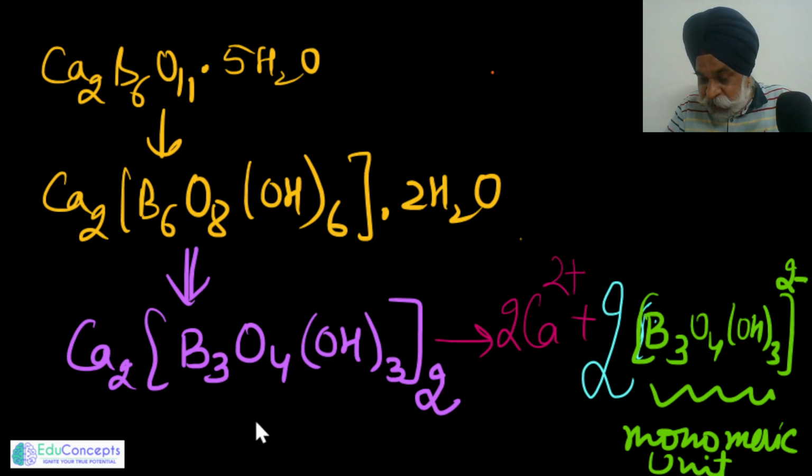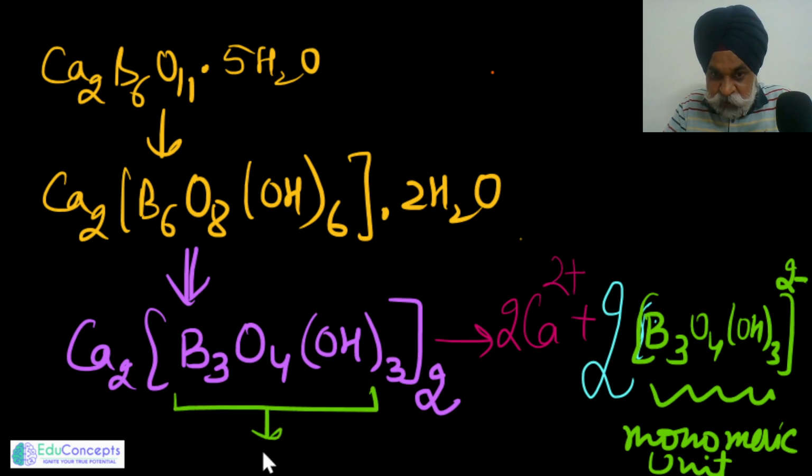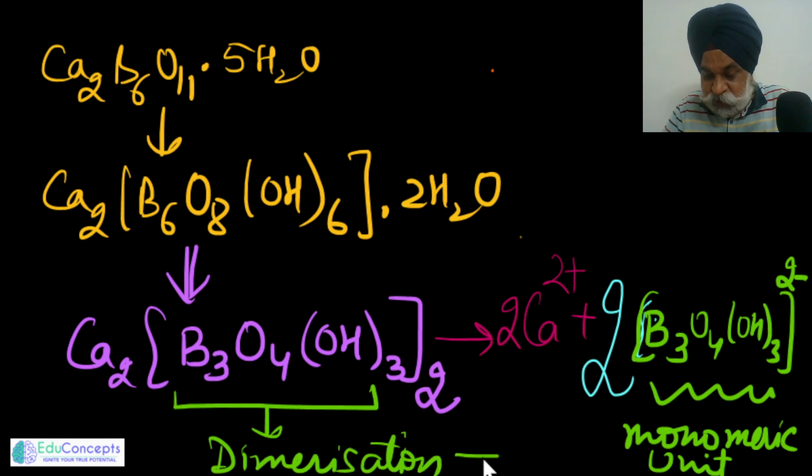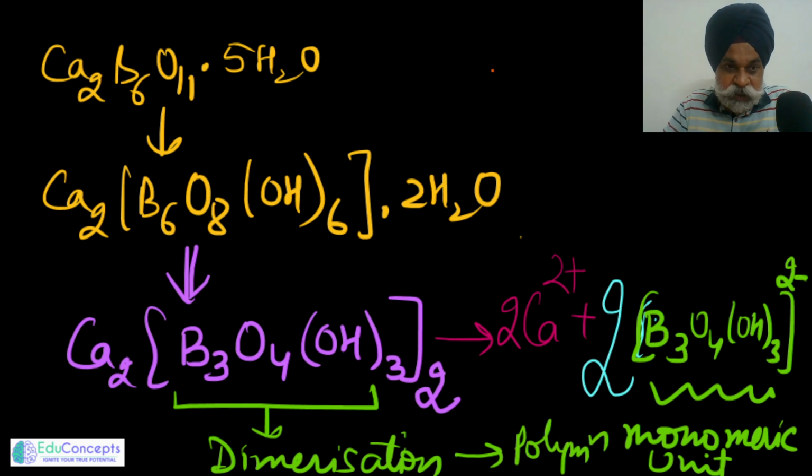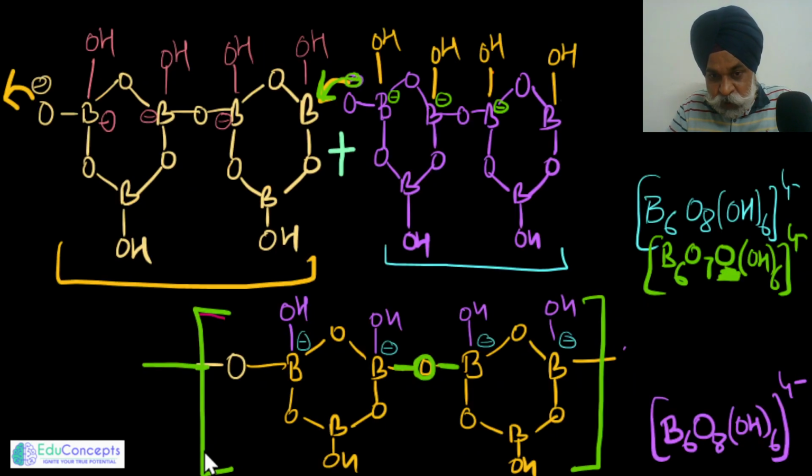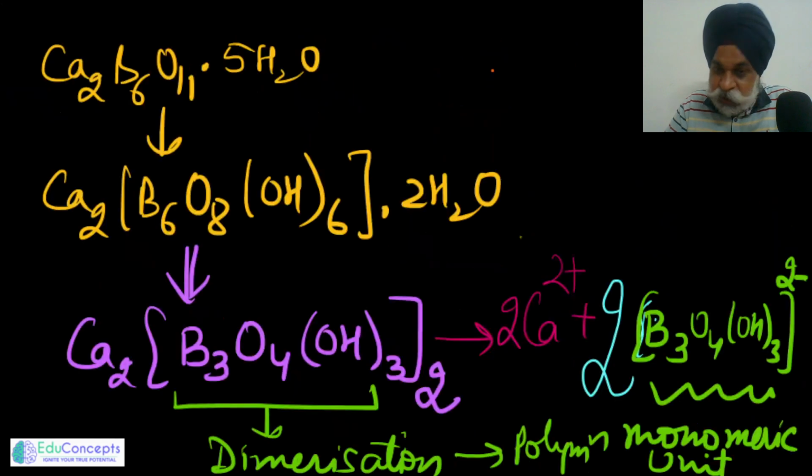Or you can say it like this, that this particular unit underwent dimerization, and after dimerization in the three-dimensional structure it further undergoes polymerization to give you a polymeric structure of this type. And to show you this particular thing more in depth, we may think of it like this also.